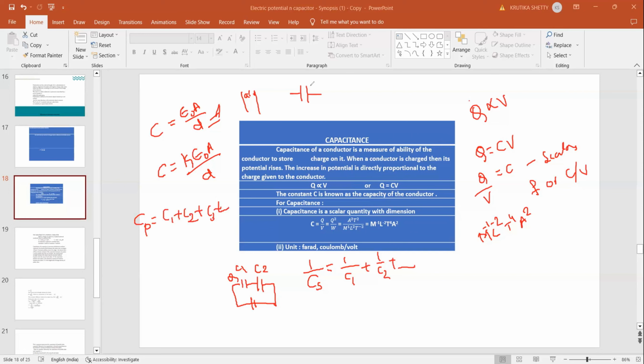Yes students, are all the points clear? These are the main points in this lesson: electric potential and capacitance. Is it clear? I hope you have copied down the points and the formulas.